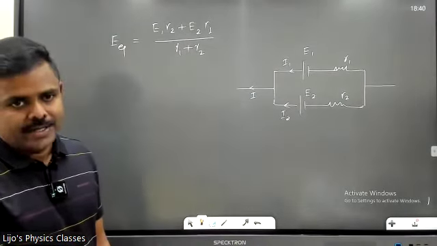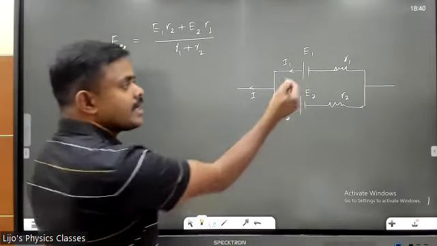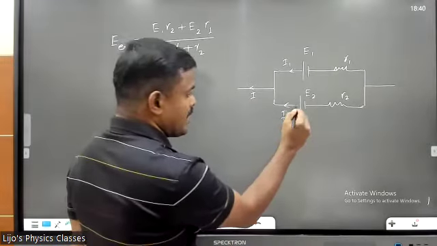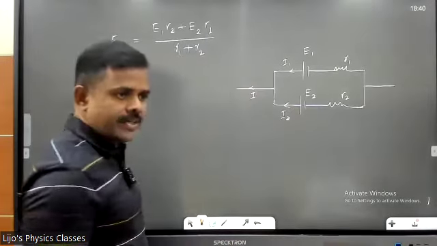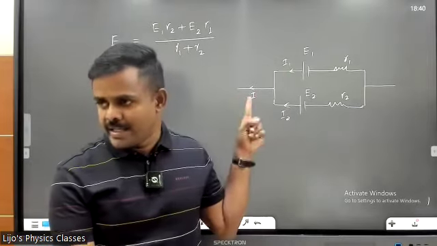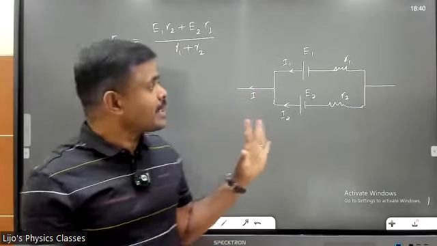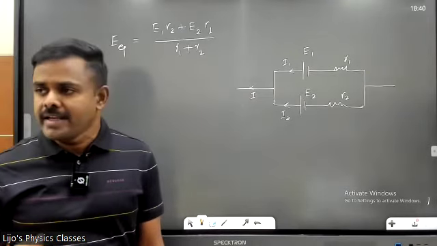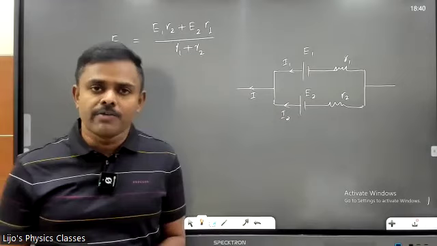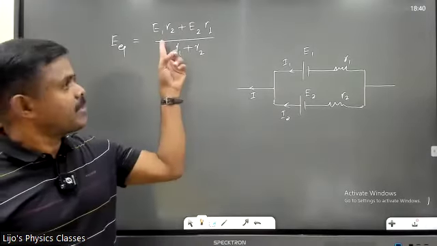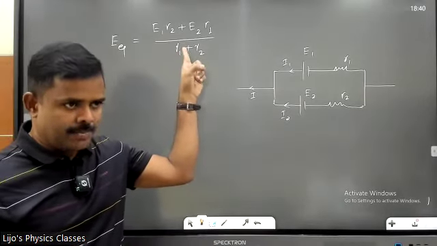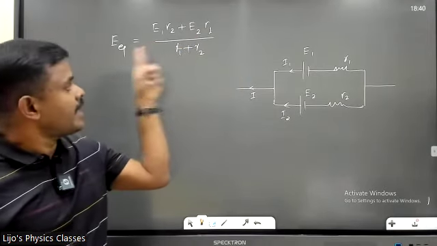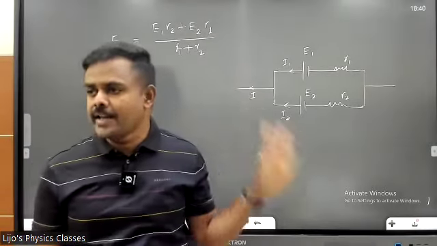Now what? There is a current coming out of the first cell, which is I1. The second cell also drives a current, that is I2. They join to become I here. This is the context. And I told you that the effective EMF is given by E1R2 plus E2R1 divided by R1 plus R2. That is, the first cell's EMF into the internal resistance of the second, plus the second cell's EMF into the internal resistance of the first, divided by the sum of the internal resistances.